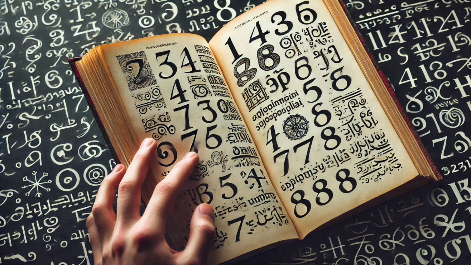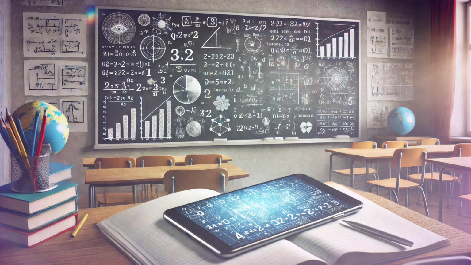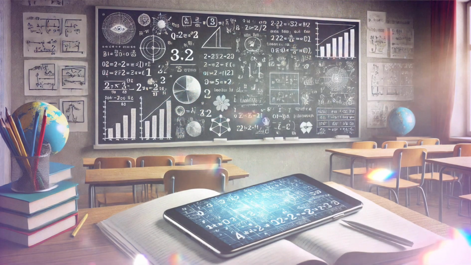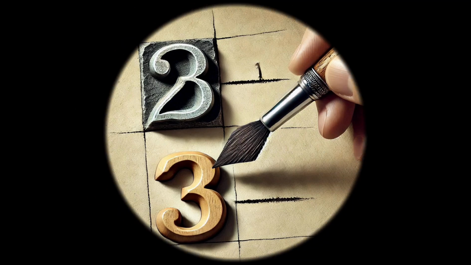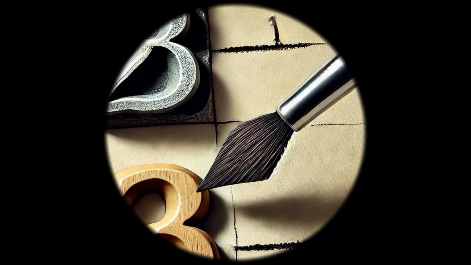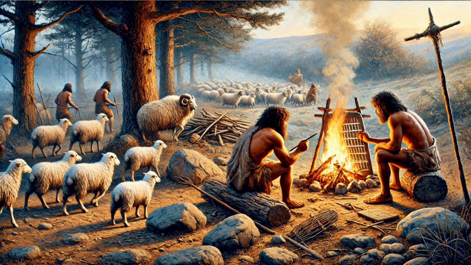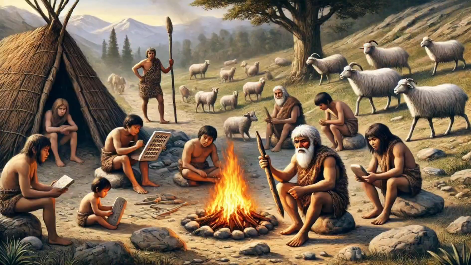These shapes became universal because they were practical, easy to write, easy to recognize, and easy to use in calculations. So, the numbers we write today are more than just symbols. They're the result of thousands of years of evolution, influenced by culture, practicality, and even ancient geometry. Next time you write a number, remember, you're connecting to history, and every line and curve has a story to tell.